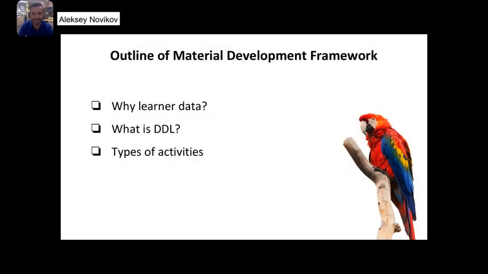In this webinar, we'll focus on these three aspects: why use language produced by learners, what is data-driven learning, or DDL, and we'll also showcase the types of activities that we developed.